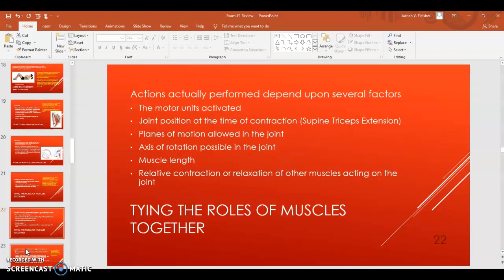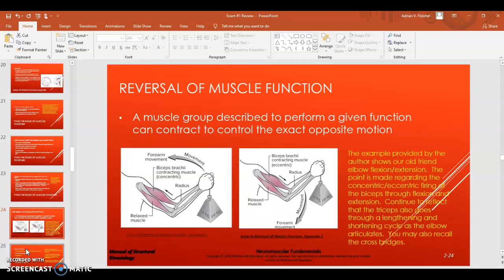So as I scroll down through this, I want to make sure I get down to this area.